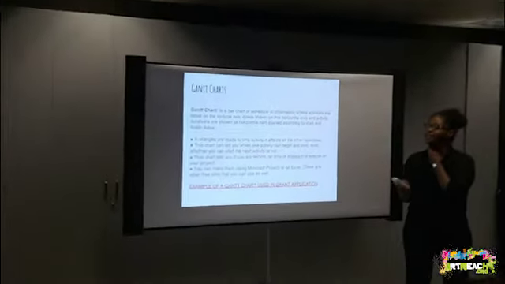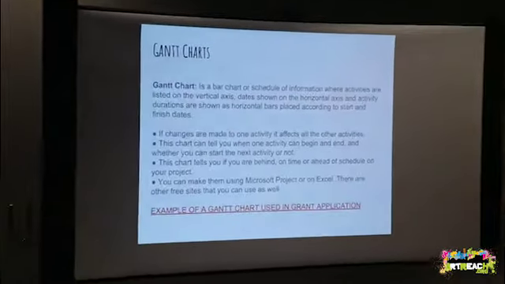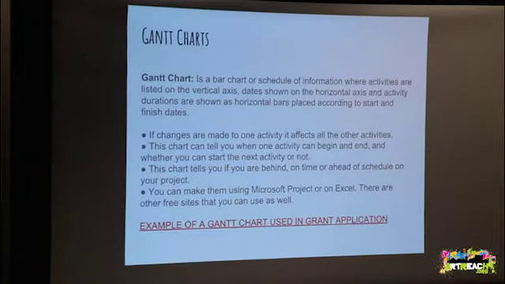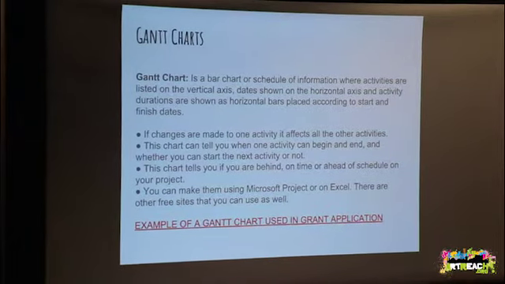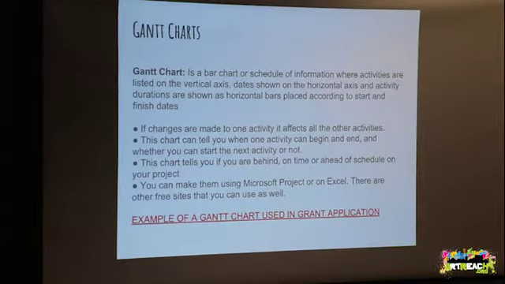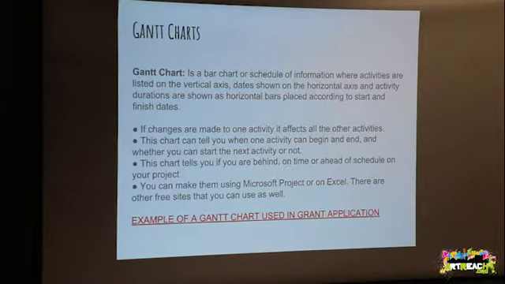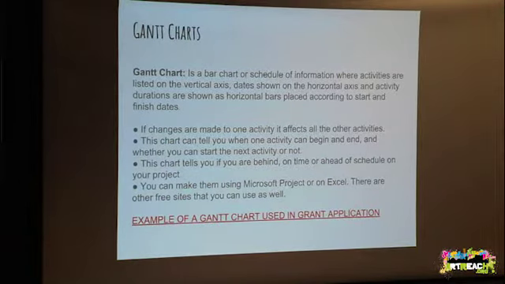A Gantt chart is a bar chart or schedule of information where activities are listed on the vertical axes, dates are shown on the horizontal axes, and activity durations are shown as horizontal bars placed according to start and finish dates. If dates are changed for one activity, it affects all the other activities. So if one bar changes, everything else should change.